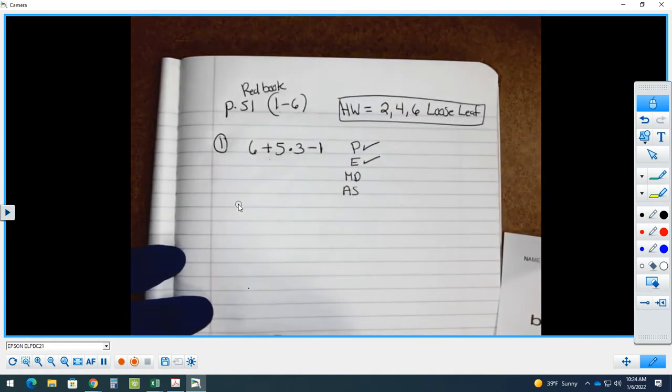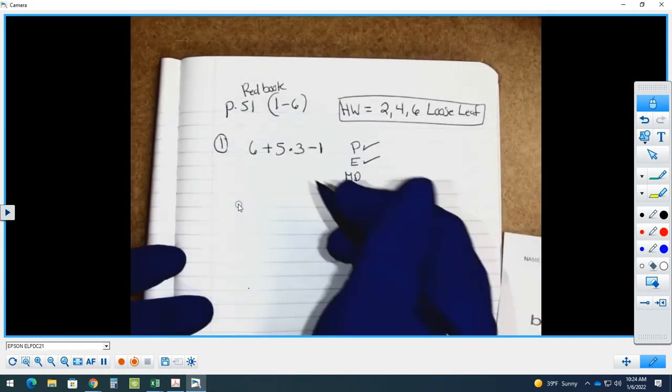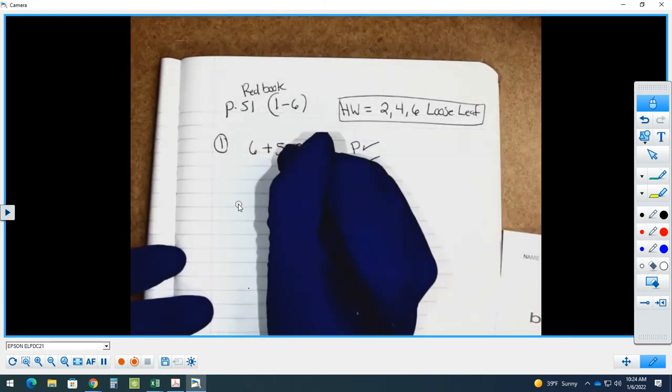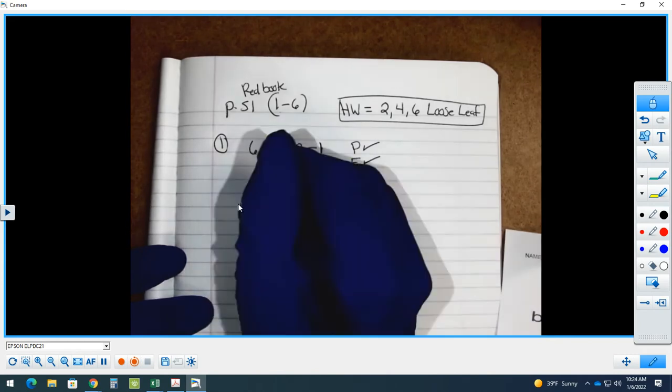Do we have multiply and divide? Yeah, what do we have? And what is it? 5 times 3, good job. 5 times 3. So what's 5 times 3? 15.